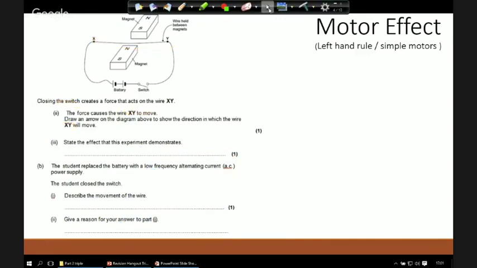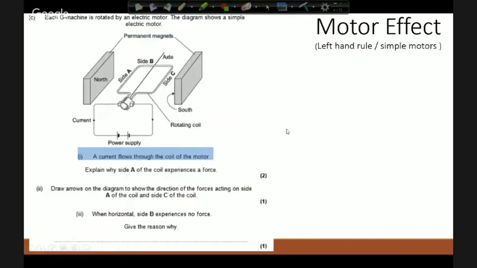Okay, and we're nearly there now. One last question is looking at the direction of side A. Side A of the coil experiences a force. Draw arrows on the diagram, or explain why side A of the coil experiences a force.